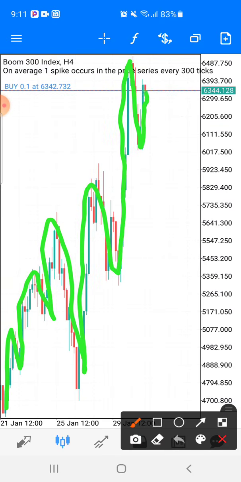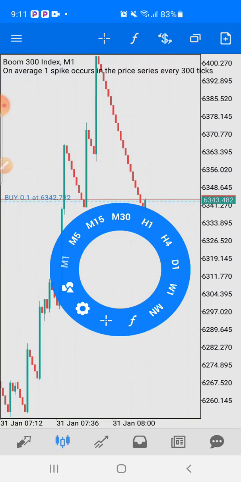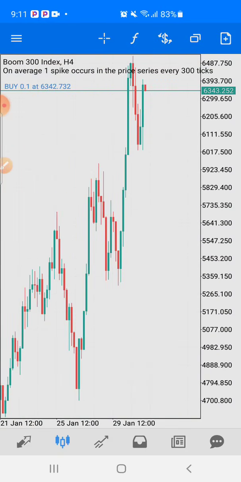We had our first spike. Okay, we had the spike, guys. Let's go and check. It's very small. The spike is very small, so we wait for more spikes. So let me go back to 4 hours time frame to continue the explanation.